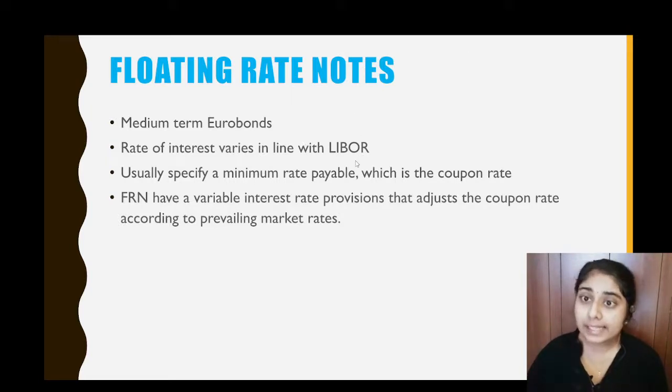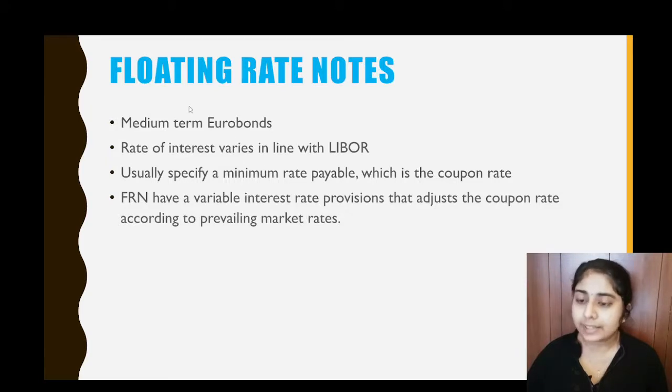So LIBOR is London Interbank Offered Rate. These floating rate notes have an interest rate that will vary with the variation in the LIBOR rate. They usually specify a minimum rate payable, which is known as a coupon rate. FRNs have a variable interest rate provision that adjusts the coupon rate according to the prevailing market rate.